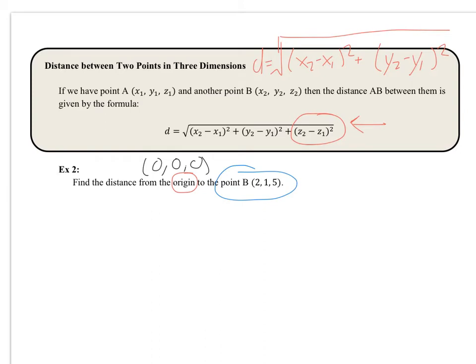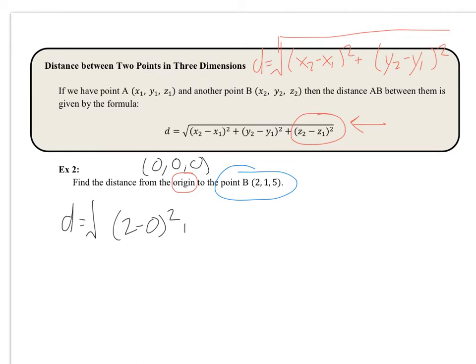Now we're just going to go back and use the distance formula to find our answer. The distance formula is the difference in x's squared plus the difference in y's squared plus the difference in z's squared. So we're just going to follow that formula. Our x's in this case are 0 and 2. To make things easier, we're actually going to do point B minus the origin. So our x's are going to be 2 minus 0 all squared.